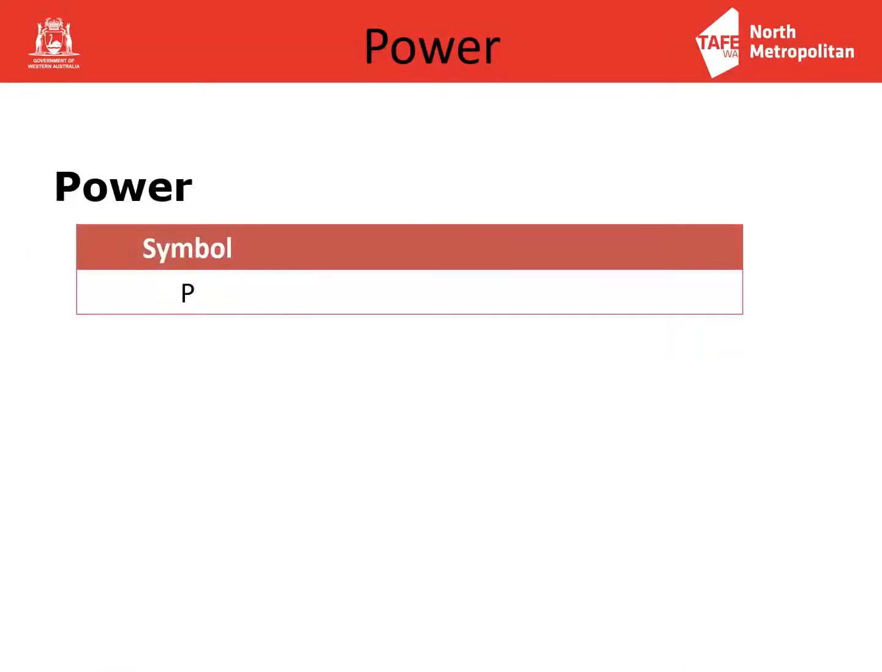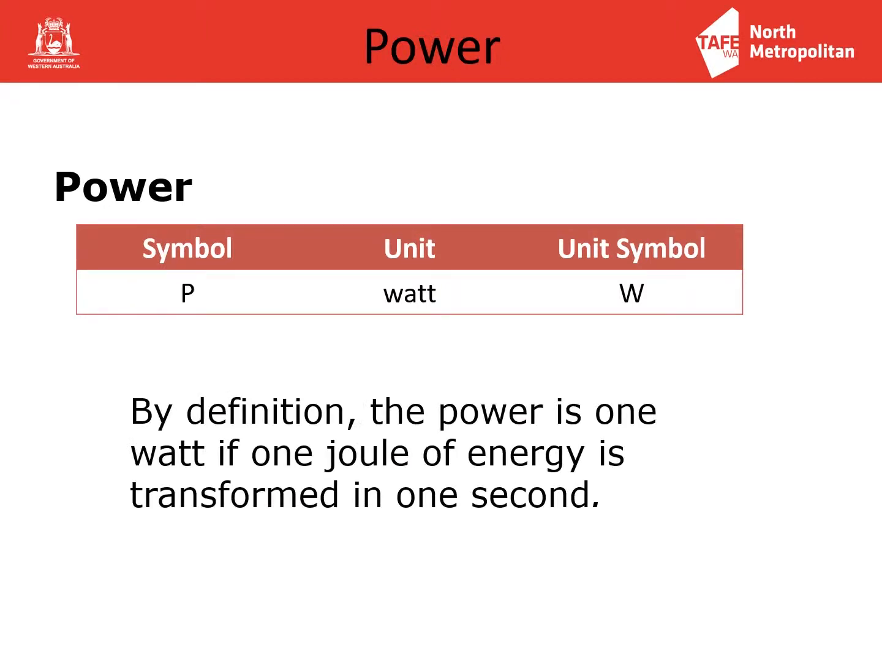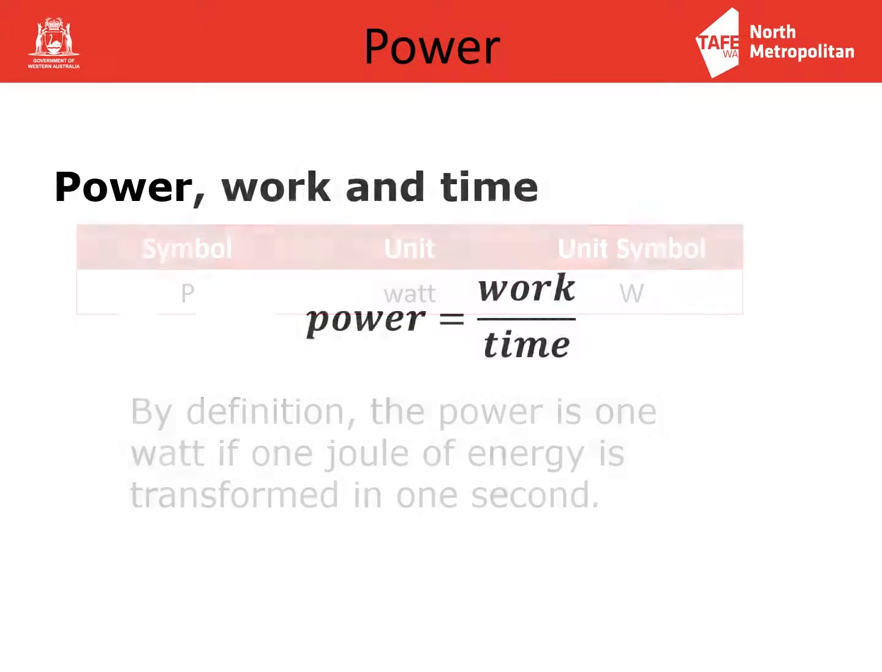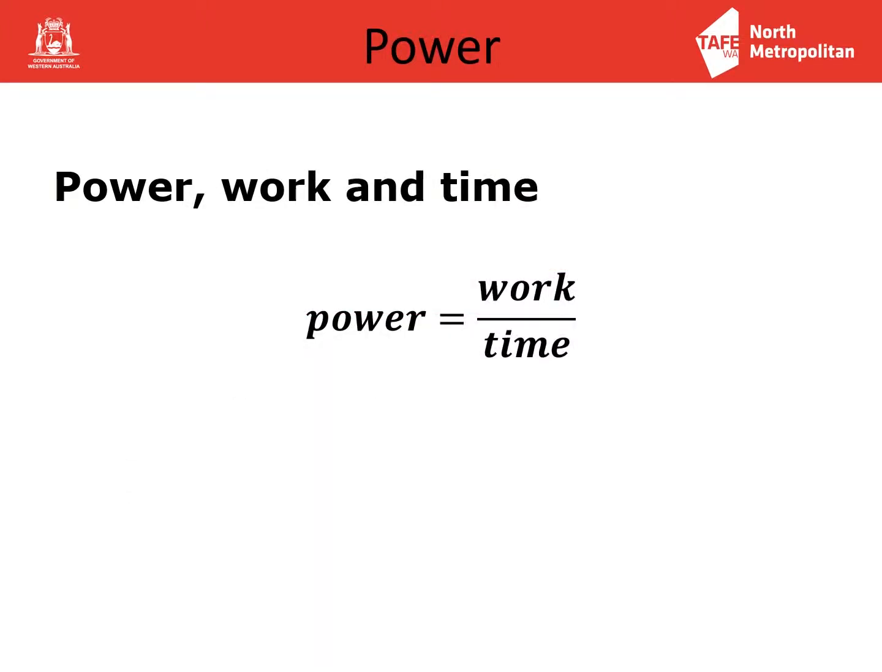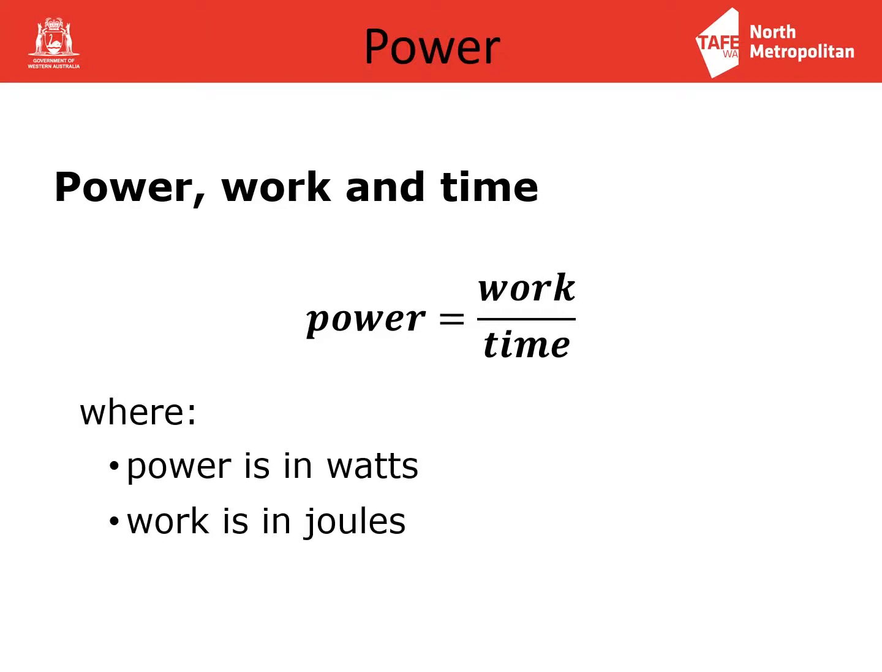The symbol for power is the capital letter P. The SI unit is the watt, and the unit symbol is the capital letter W. By definition, power is 1 watt if 1 joule of energy is transformed in 1 second. The equation for power is work over time, where power is in watts, work is in joules, and time is in seconds.